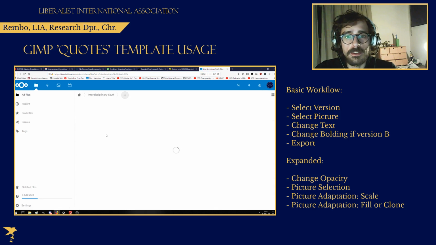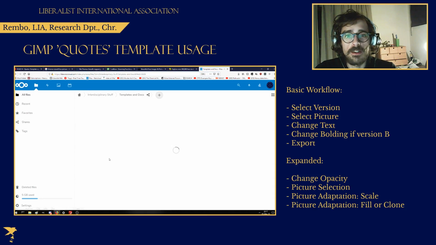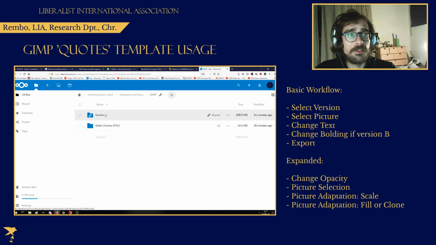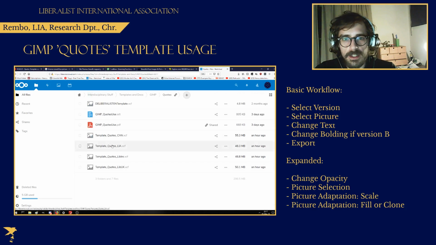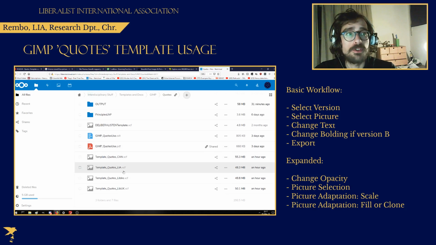If you go to interdisciplinary stuff, you will find the folder templates and docs. In that folder, you will find the folder GIMP. In that folder, you'll find another folder quotes, and that's the final folder you need. Here you will find files called templates_quotes, and then Canada, LIA, which is the main LIA branded one, LibIR, and LibUK. You're supposed to download one of these files and work off of your local copy.